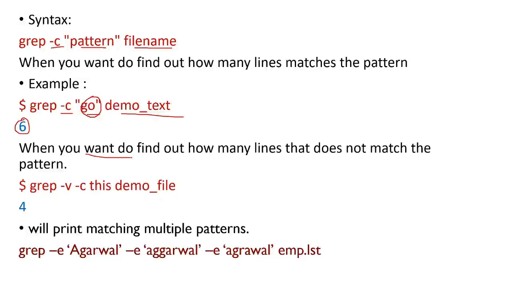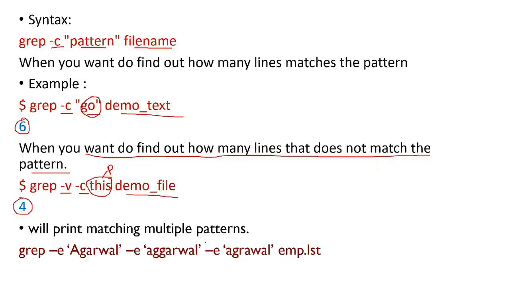And when you want to find out how many lines do not match the pattern, suppose this is a pattern and you use the options -v and -c. So from the demo file, if you want to know how many lines do not match this pattern, it is going to count those and display the count on the screen. So how many lines do not match.